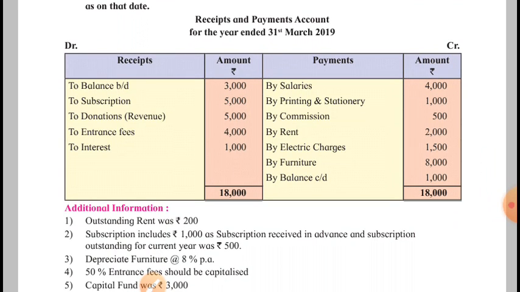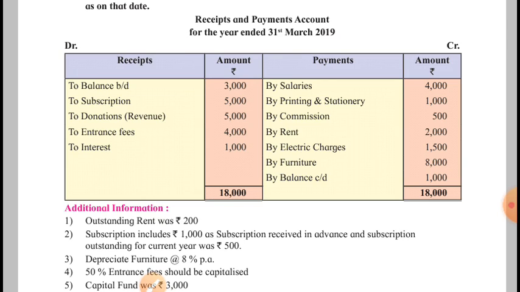The receipt side says that at the beginning of the year we had 3000 cash with us. The opening cash balance is not useful, ignore it. We received subscription rupees 5000, it's income. Donations received during the year, revenue donations means income, 5000. Entrance fees is also income, 4000.